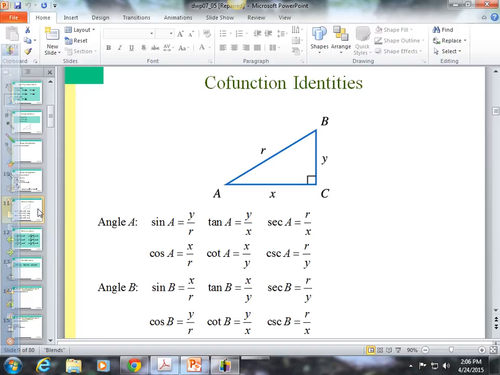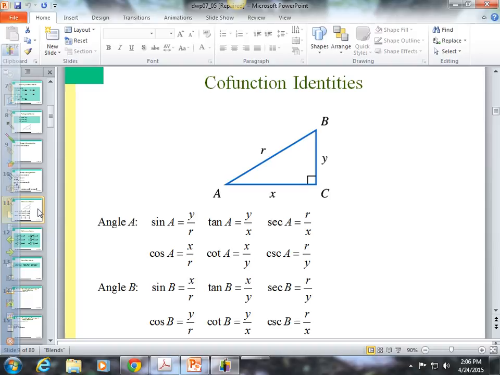They are cofunctions of each other. And A and B, that's what we just started with, A and B are complements of each other. Cofunctions of complementary angles are equal to each other. That's what the cofunction identity deals with. What are cofunctions of each other? Sine and cosine, tangent and cotangent, secant and cosecant.